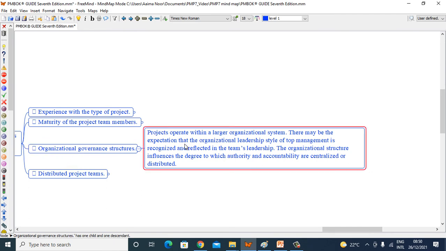Organizational governance structure. Projects operate within a larger organizational system. There may be the expectation that the organizational leadership style of top management is recognized and reflected in the team's leadership. The organizational structure influences the degree to which authority and accountability are centralized or distributed.